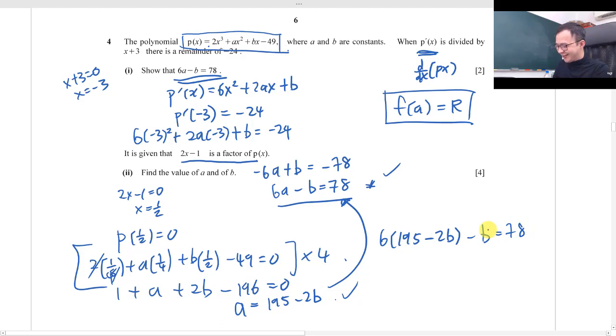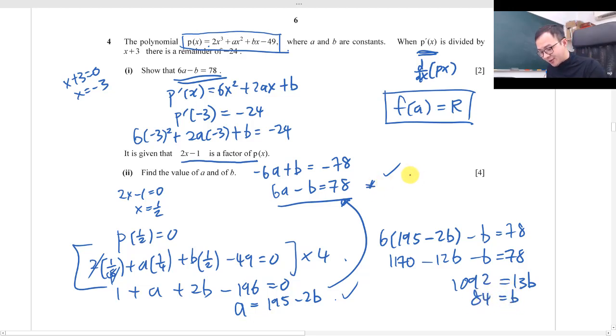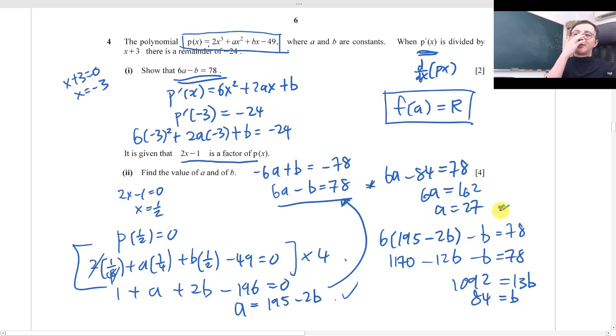Alright, so 6 times 195. 1170 minus 12b minus b equals 78. So here you have 13b equals 1092, and then divided by 13, you have 84 here equals b. Then you sub back here, so you should have 6a minus 84 equals 78. So 6a equals 162, divided by 6, a equals 27. Right, just some simultaneous equations. Make sure you actually do it correctly.